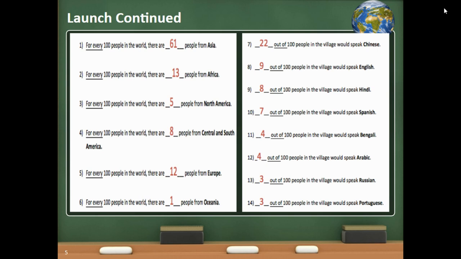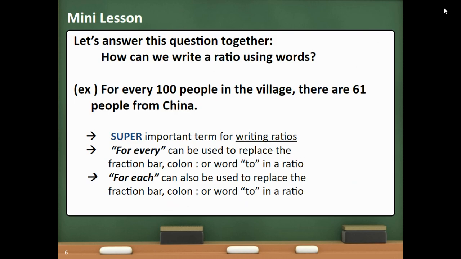22 out of 100 people speak Chinese. 9 out of 100 speak English. 8 out of 100 speak Hindi, 7 out of 100 speak Spanish, 4 out of 100 speak Bengali, 4 out of 100 speak Arabic, 3 out of 100 speak Russian, and 3 out of 100 speak Portuguese.